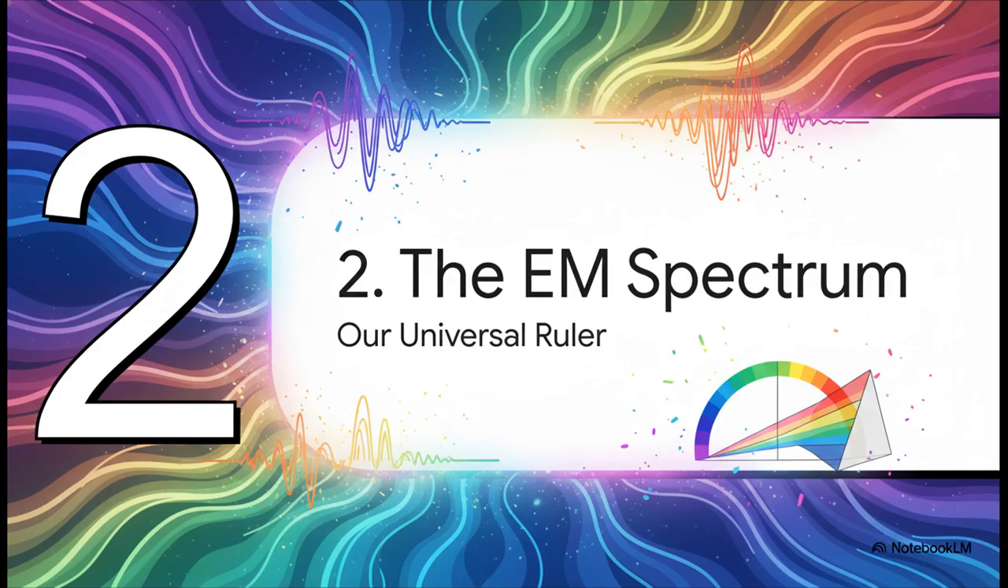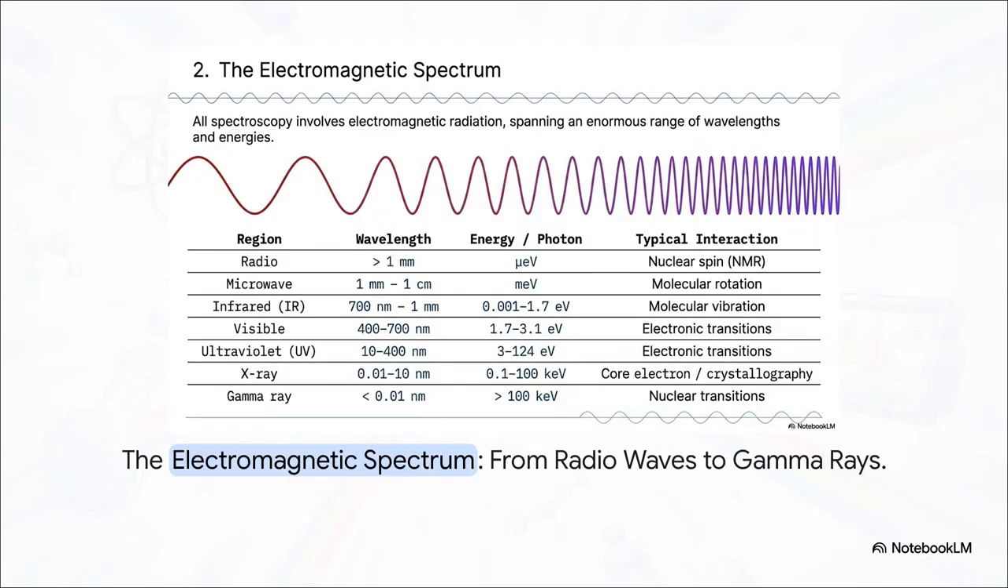Okay, moving to Section 2, the electromagnetic spectrum, which is essentially our universal ruler. To really understand these interactions, we have to look at the invisible energy all around us. All spectroscopy relies on electromagnetic radiation. Think of this as an enormous scale. On the low energy end, we have radio waves. These interact with nuclear spin, and actually, that's exactly how MRI machines at the hospital work.